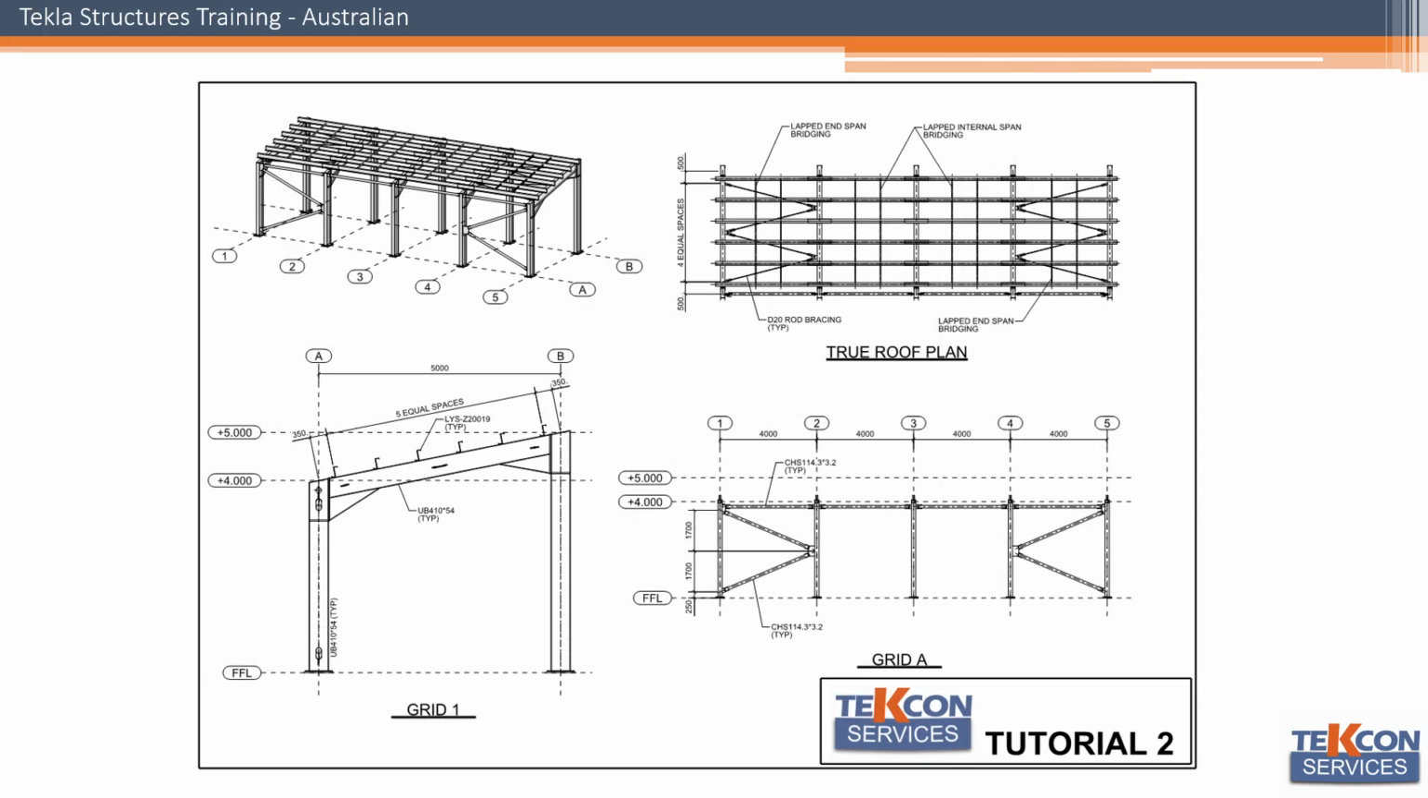In Tutorial 2, we move on to a typical portal frame. You'll learn how to model slope members like rafters, add roof and wall bracing, and include purlins and bridging. We'll also explore how to move the work plane to a roof slope and introduce the connection types used in these situations.